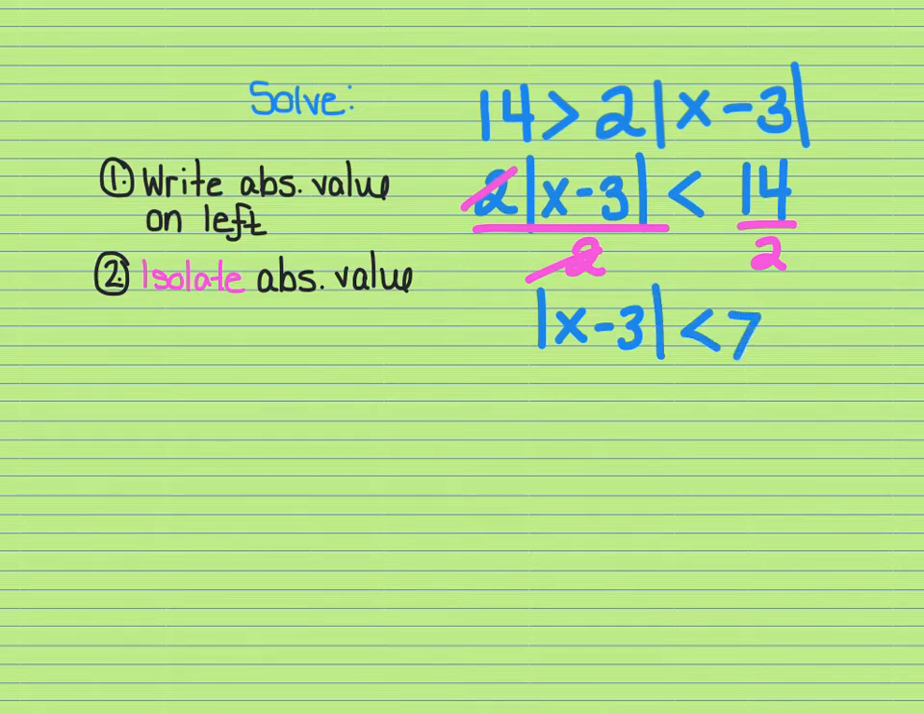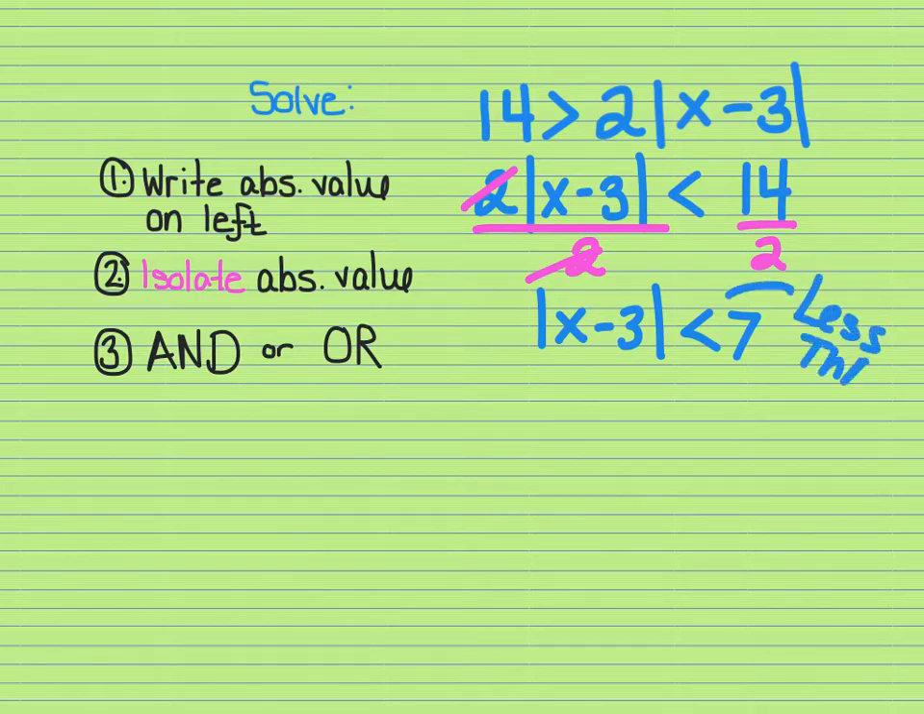Now that it's isolated, I need to make the decision if this is an AND or an OR. Hopefully you can read the symbol out loud and can say "less than" or "less than." Please, if you emphasize this second part, it's a good mnemonic device. So ANDs get written so that x minus 3 is in the middle. Always use less than symbols as you rank from least to greatest. Notice they are both less than. And then we have positive 7 on the right and negative 7 on the left. Now your goal is to solve and get x alone in the middle.